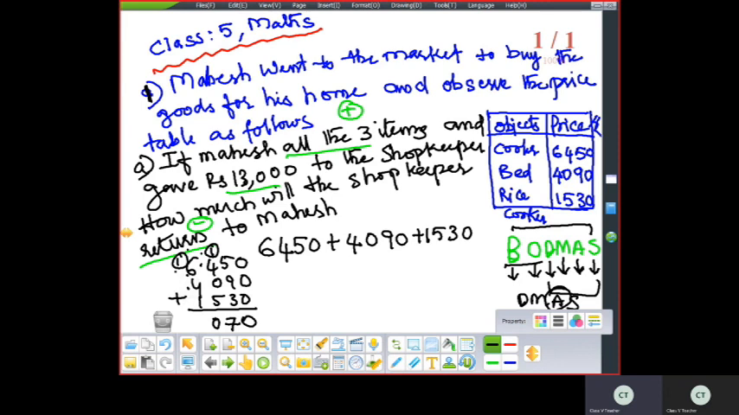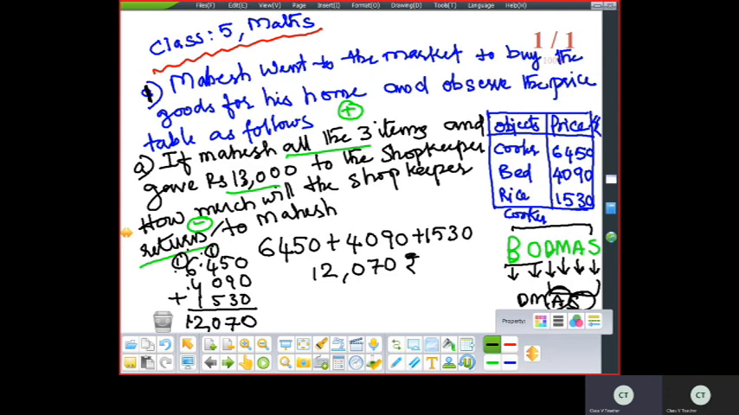7 plus 4 is 11. 11 plus 1 is 12. So how much did you get? 12,070 rupees. What is the total amount of all the items? 12,070 rupees. Now, the first operation, the addition part, is completed. What is the second one?